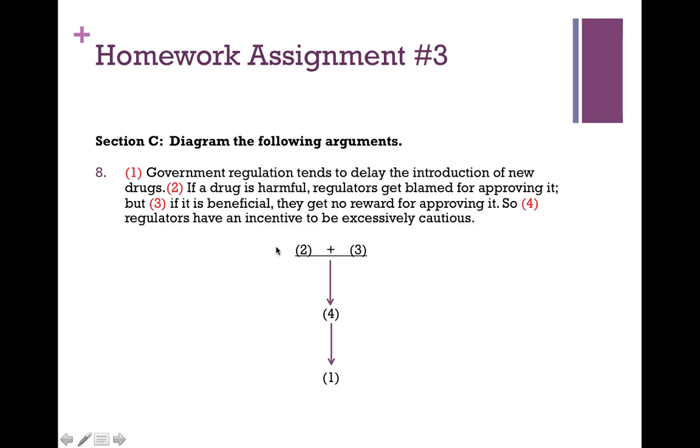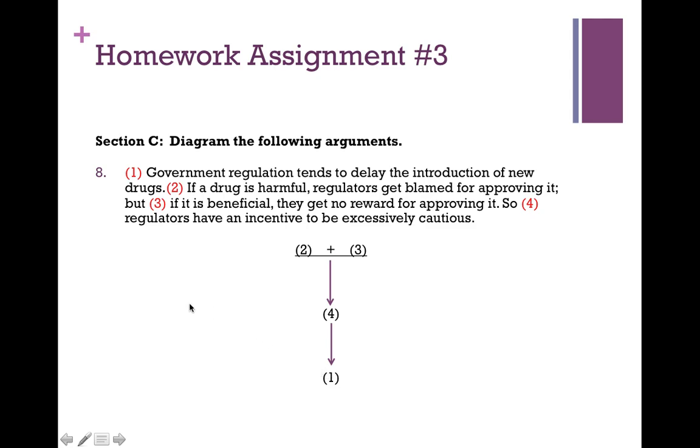But then once we get this argument right here, 2 and 3 goes to 4, what is this right here? Government regulation tends to delay the introduction of new drugs. Well, it seems like that's the main conclusion that the person is trying to sell you on. That's the entire point of this paragraph, to argue that regulation is somehow bad, or, I don't know, defective in some way or another. And so once you map this out, you can see how the argument goes. Basically, 2 and 3, regulators are damned if they do, damned if they don't, so they have a reason to be cautious. And because regulators have a reason to be cautious, regulation tends to slow down new drugs.